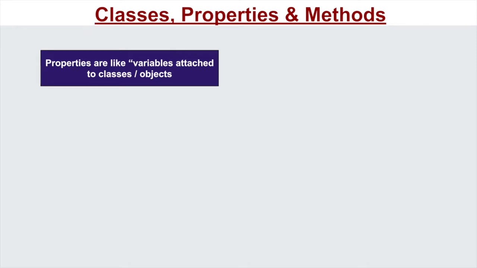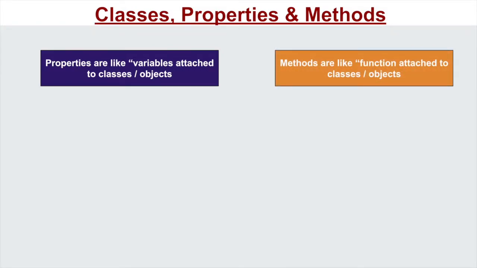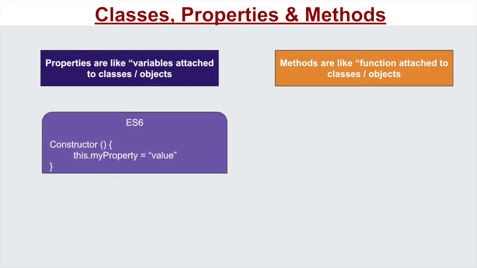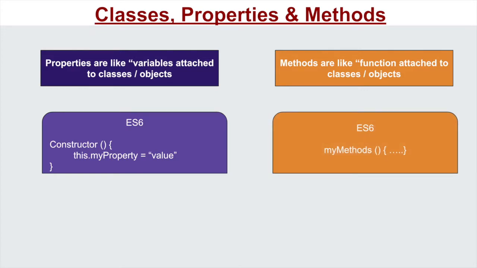You already learned that properties are like variables you attach to classes and objects. Methods are like functions attached to classes and objects. And you will learn about this syntax where we set up properties in the constructor function. Now there is a more modern syntax which spares us using this constructor function, as we will use it in this course. You can assign a property directly inside your class with my property equal value. So you skip the constructor function call.